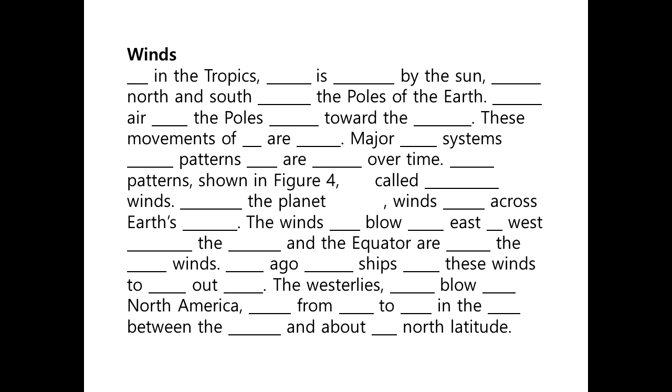Because the planet rotates, winds curve across Earth's surface. The winds that blow from east to west between the tropics and the equator are called the trade winds. Long ago, sailing ships used these winds to carry out trade. The westerlies, which blow over North America, move from west to east in the area between the tropics and about 60 degrees north latitude.